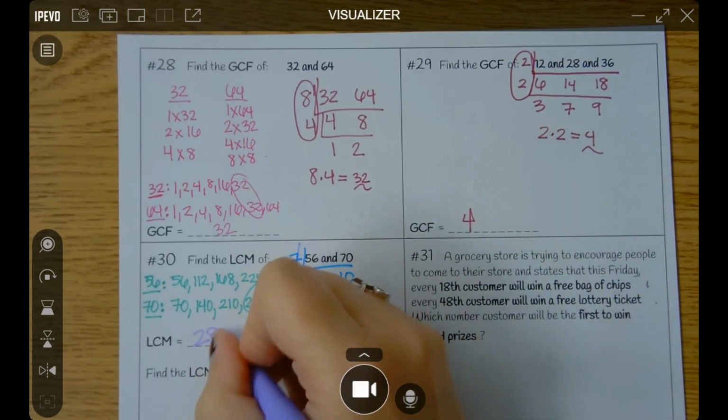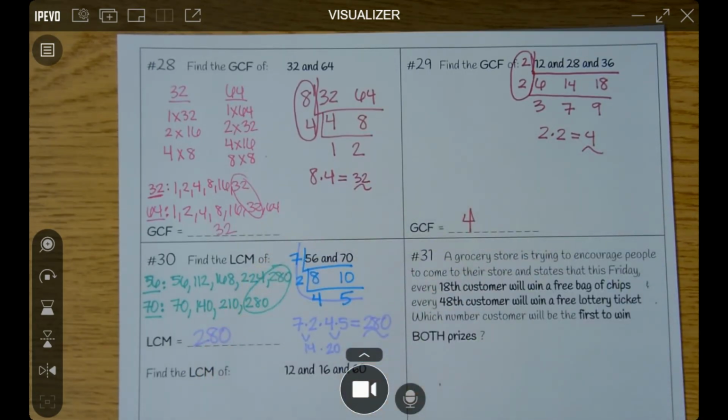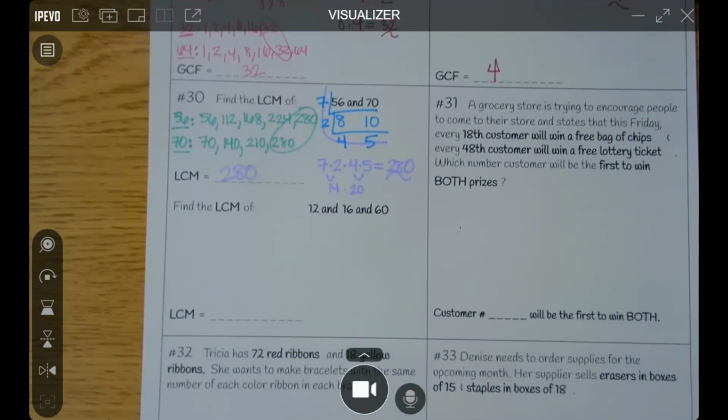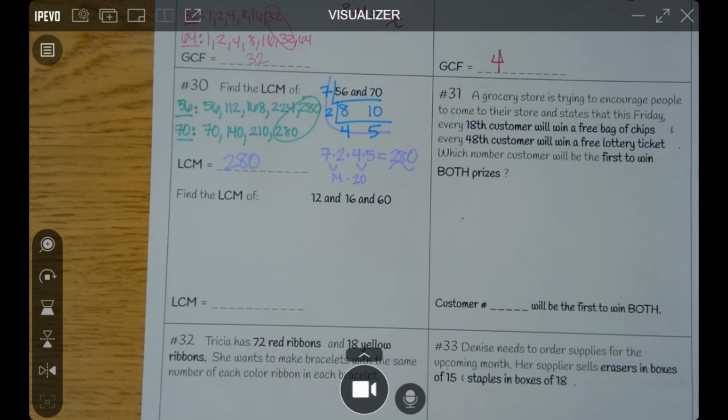I got the same LCM of 280. So it's just a matter of preference of which way you like better. And you're like, great, I like the ladder, so much easier. And then you're like, wait, but there's two of them. Or sorry, there's not two, there's three of them this time. So here's what you do.